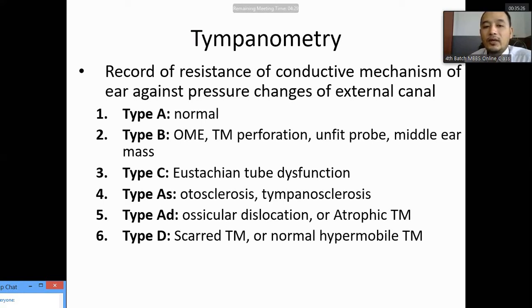Type C we get in Eustachian tube dysfunction. Type AS is in otosclerosis or tympanosclerosis. Type AD is in ossicular dislocation or atrophic TM. And type D is in scarred TM or a normal hypermobile tympanic membrane.